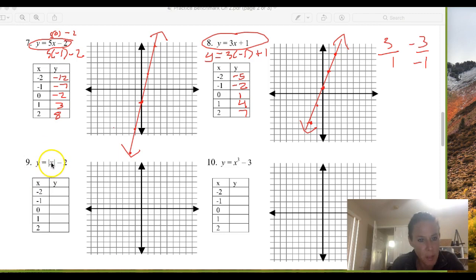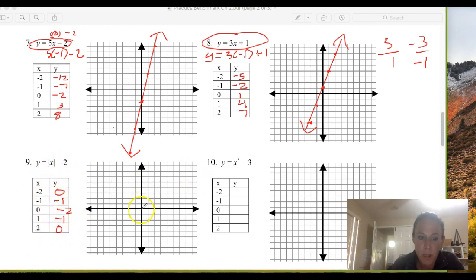-2 into the absolute value. The absolute value of -2 is +2. Everything turns positive inside those bars. So I get +2 minus 2, which gives me 0. Plug in -1, turns it positive. 1 minus 2 gives me -1. Plug in 0. 0 minus 2 gives me -2. Plug in 1. 1 stays positive, and I go 1 minus 2, which is -1. Plug in 2. 2 is positive. 2 minus 2 is 0.